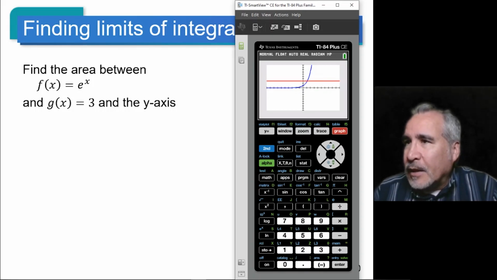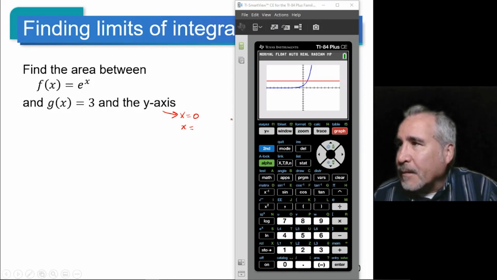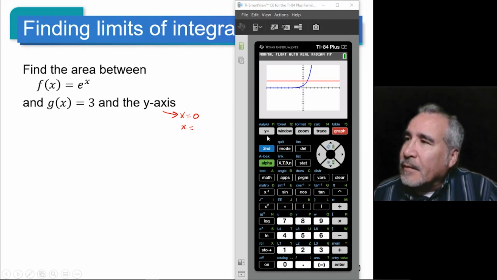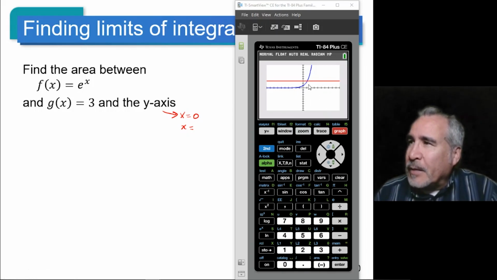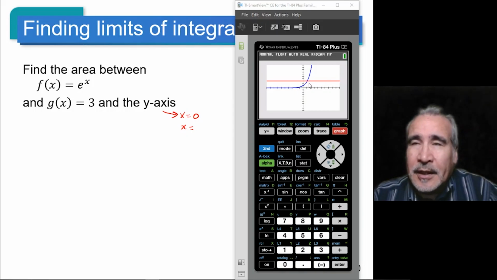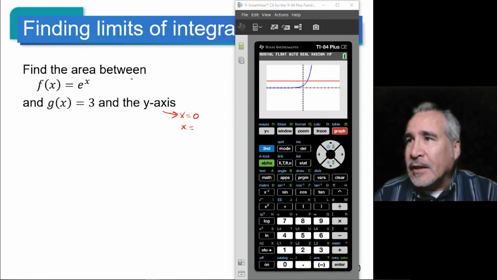When they're saying the y-axis, what they're really saying is that one boundary is x equals 0. The other boundary we're going to find out here. Well, we could use the intersection feature, but remember, in this case I tried it with WebAssign, and it wouldn't give me credit for that answer because it wants the exact answer. So this is one of the reasons why I did this one, to show you.